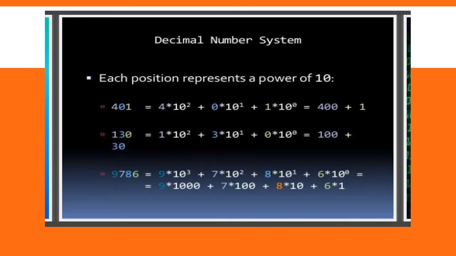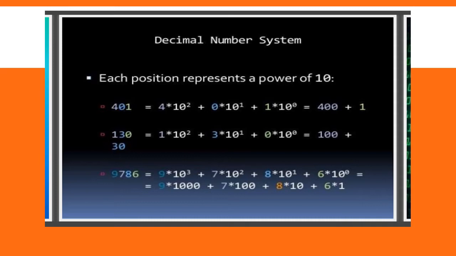Decimal number system. Each position represents a power of 10. Here 401 is a decimal number, so 4 into 10 raised to 2 plus 0 into 10 raised to 1 plus 1 into 10 raised to 0 is equal to 400 plus 1. Here 10 is the base of decimal number system.